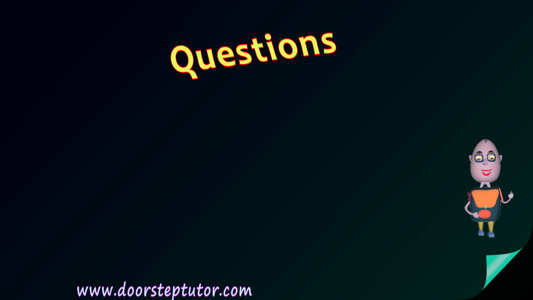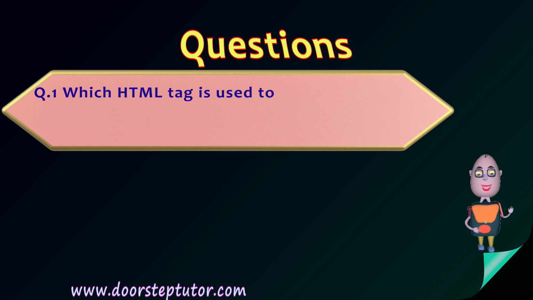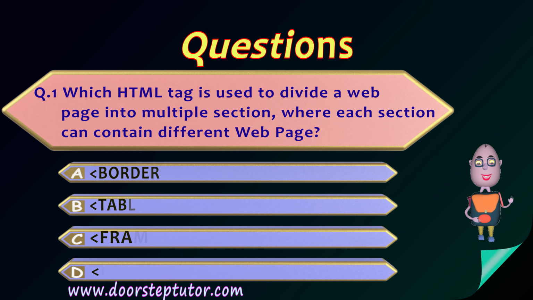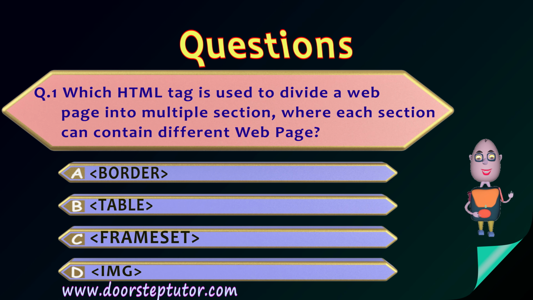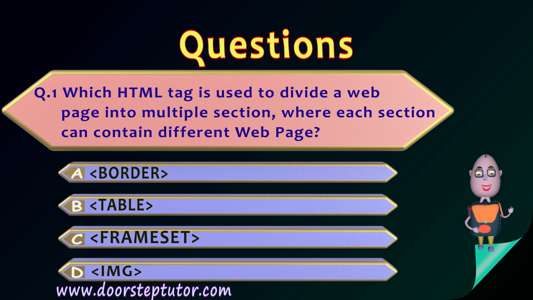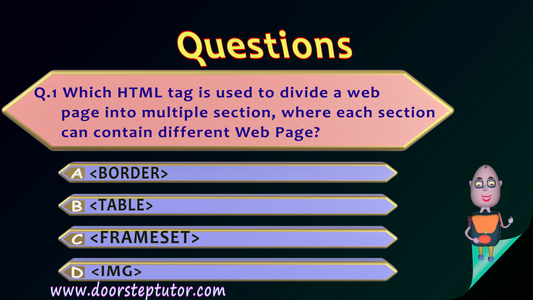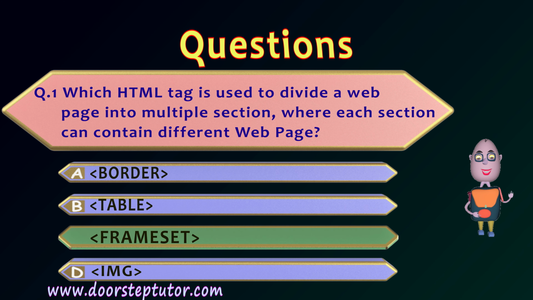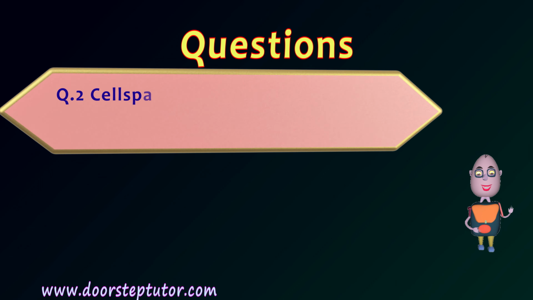So let's have some MCQs related to the same topic. Our first question is, which HTML tag is used to divide a web page into multiple sections where each section can contain a different web page? So what is the correct answer for this question? The answer is option number 3, frameset. So let's move to our second question.